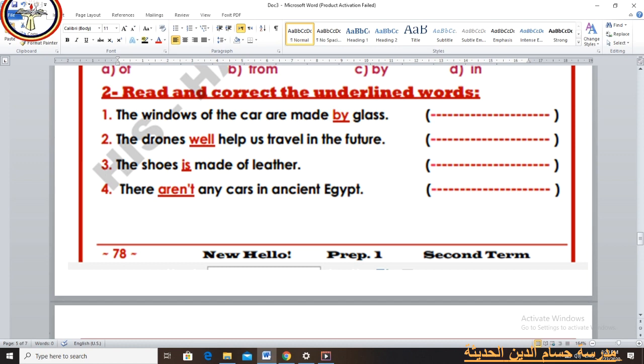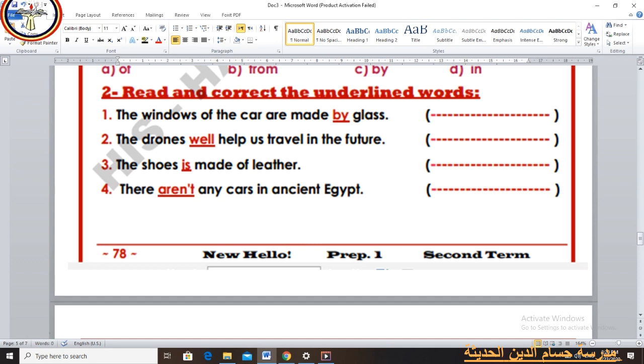Number 2: The drones will help us travel in the future. So, will is wrong. Can you give me the right answer? Who can give me? Yes, Muhammad. The drones will help us in the future. W-I-L-L. Number 3: The shoes is made of leather.